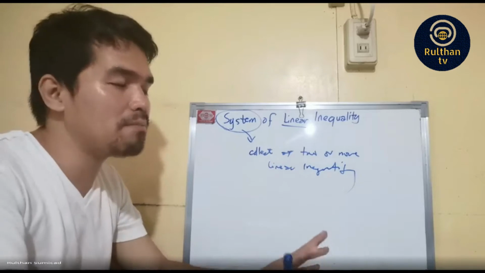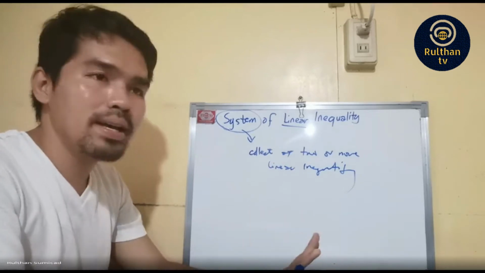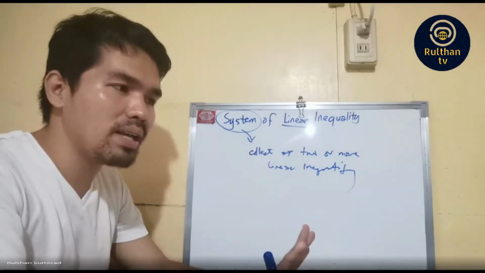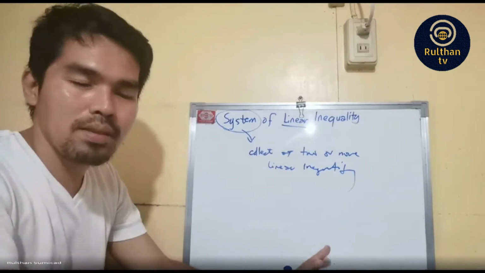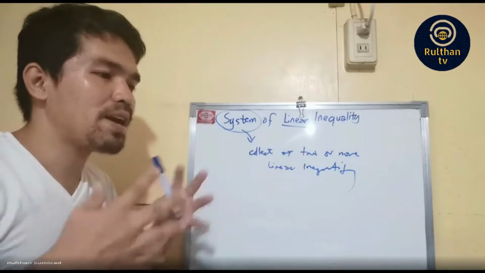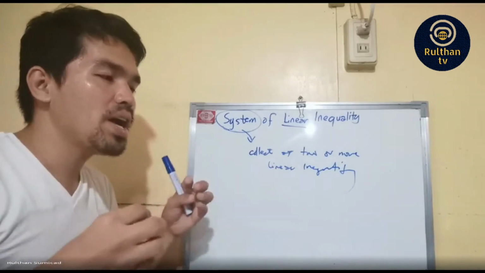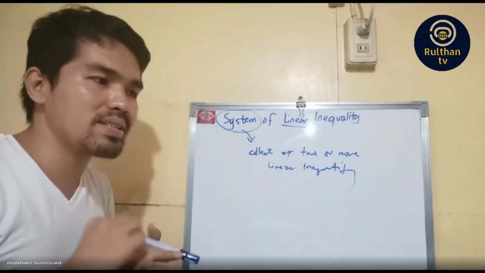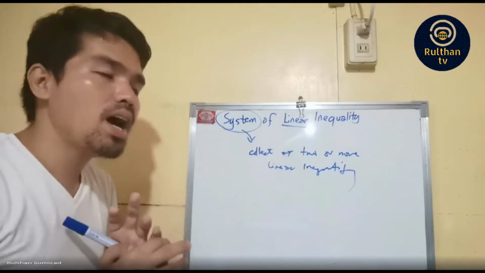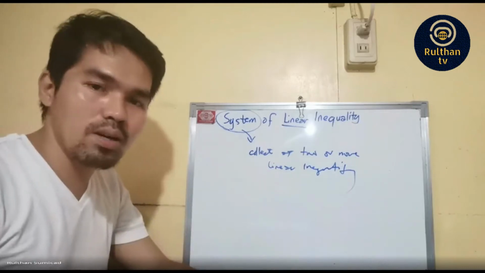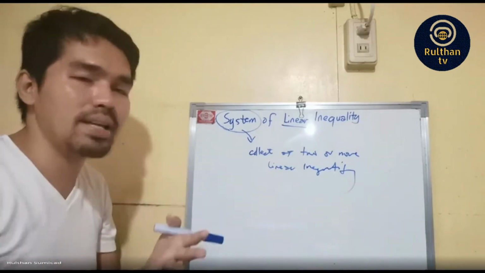Because if a region only satisfies one inequality, and it does not satisfy the other, then it's not a solution of the system. So what I'm trying to convey here is that for us to know whether a region is a solution of the system, it must be shared. Okay, it must be shared among all the inequalities in your given system.